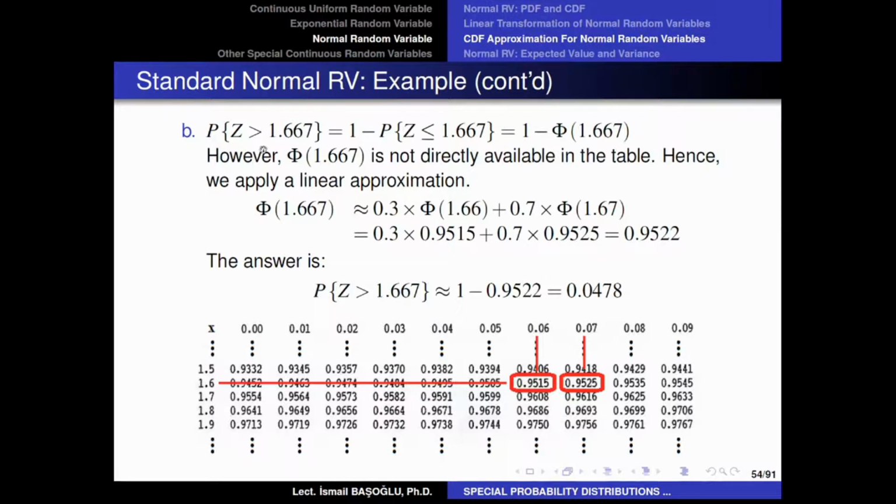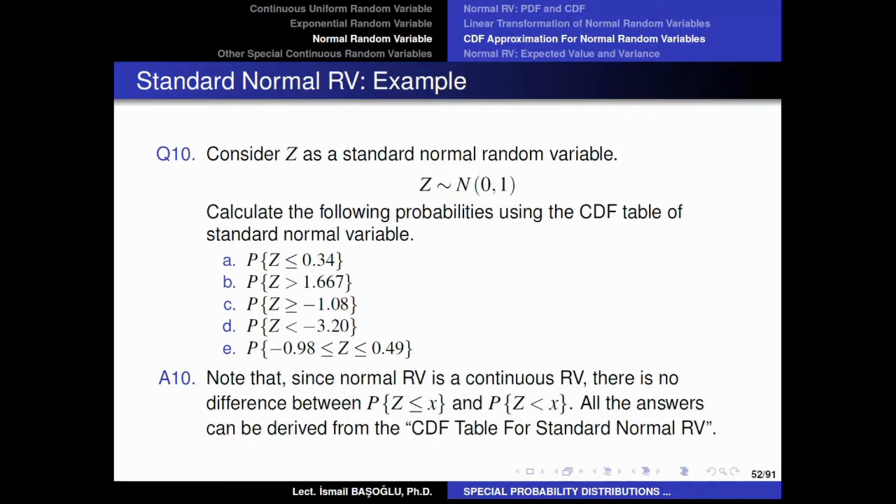0.9522. And remember now, originally the question was asking the tail probability, not the cumulative probability. So we have found the cumulative probability here. That is not our answer. Our answer is the subtraction of that cumulative probability from 1, which is the tail probability, and that is 0.0478.